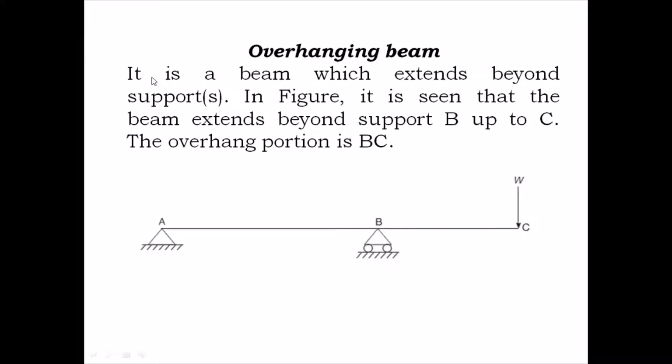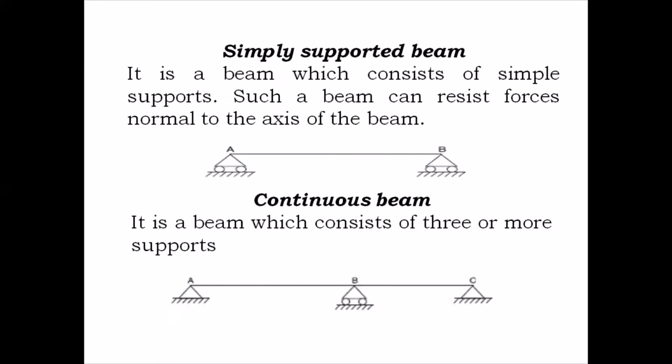Basically it is a beam which extends beyond the supports. In the figure it is seen that the beam extends beyond the support B up to C. So this part BC is the overhanging beam. Is that clear? So these are the types of beams.